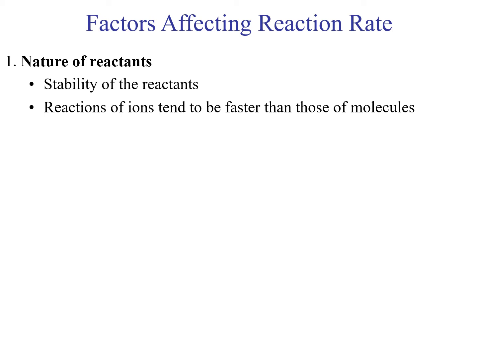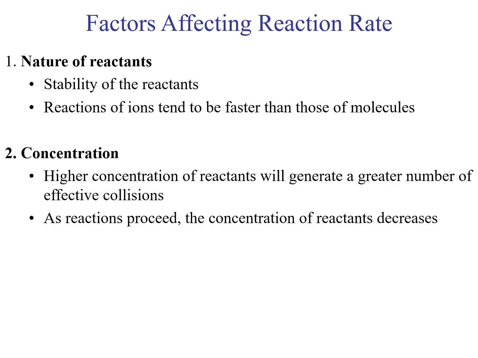Reactions between ions and solutions tend to be faster than those of molecules because, firstly, in solution, ions dissolve and move freely, and secondly, the positive and negative charges attract each other. Concentration also affects reaction rate. Higher concentrations of reactants will generate a greater number of effective collisions. As the reaction proceeds, the concentration of reactants decreases and the concentration of products increases.